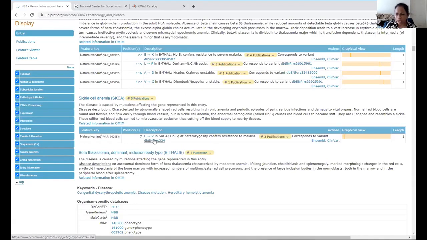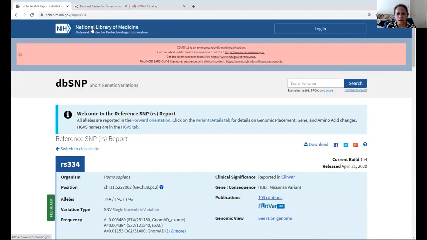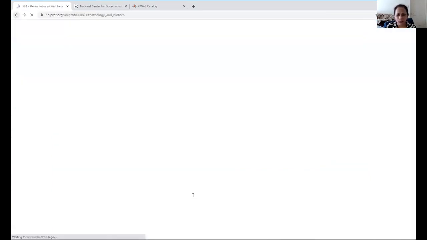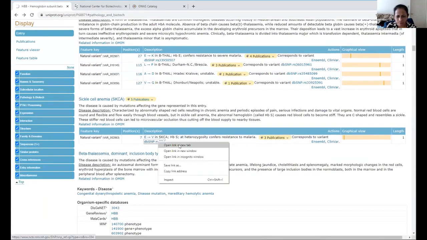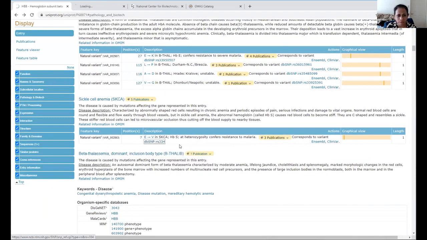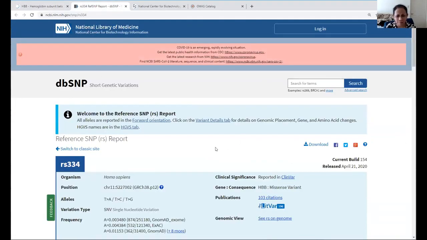So if you click here, DB-SNP, it takes you completely to a whole new world, right? It is taking you to NCBI. You know what? I'm just going to go back and say open in a new tab so that I'm not going to lose this tab. I want to go back to hemoglobin, right? So now this is a whole new world. This is a new look and feel that DB-SNP has, compared to before.